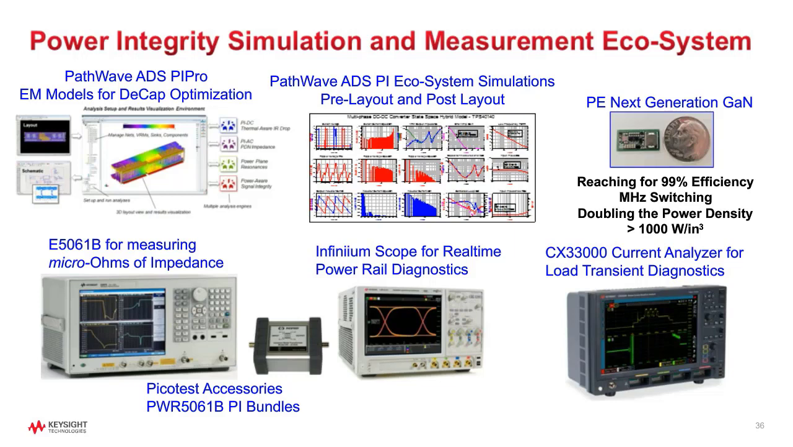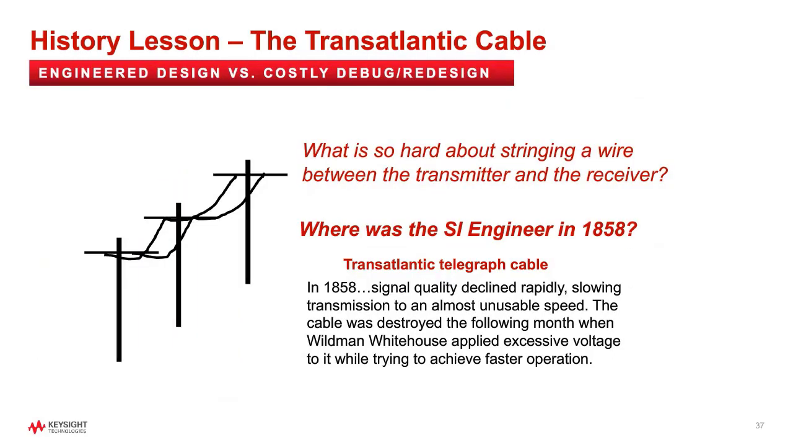The E5061B network analyzer with two-port shunt impedance measurements can go down to microohms of impedance. The real-time Infinium oscilloscope with power rail diagnostics, and the CX33000 current analyzer for measurement diagnostics of the current load transients. I would like to leave you with one last thought and a short history lesson that shows how expensive it is to find a design flaw at the final measurement step of the design process.